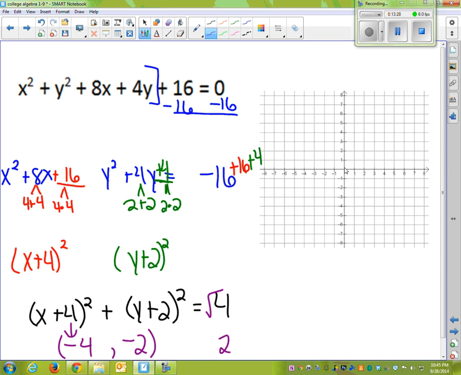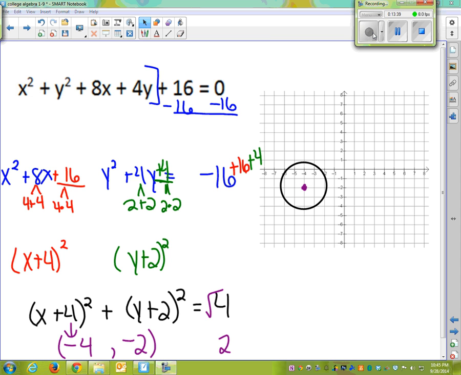Plot your point, negative 4, negative 2, and draw your circle. It should look something like that.